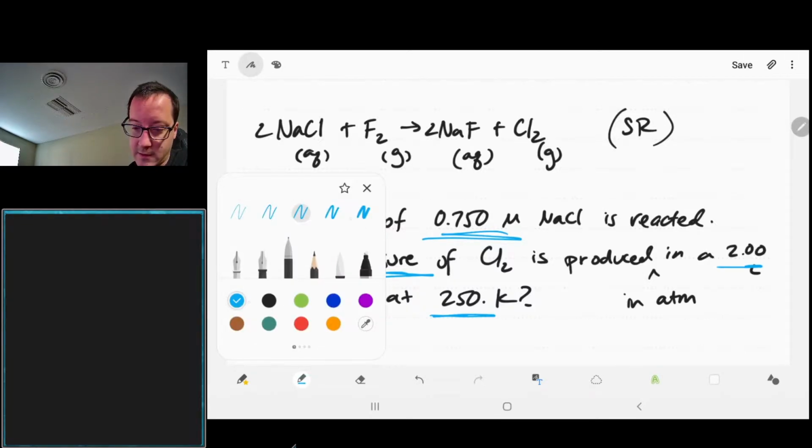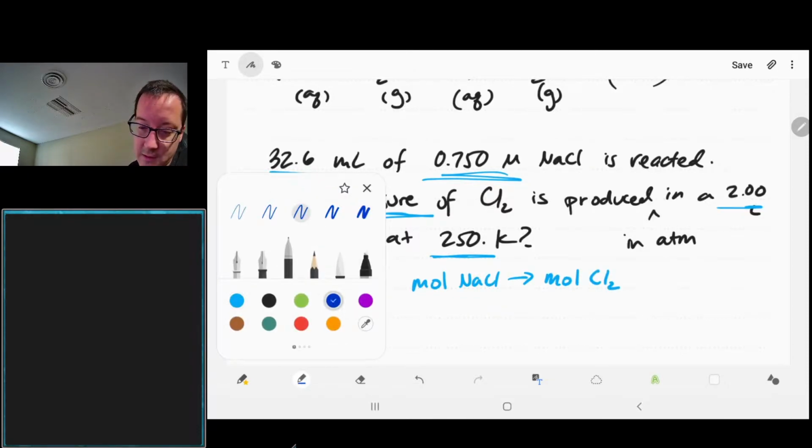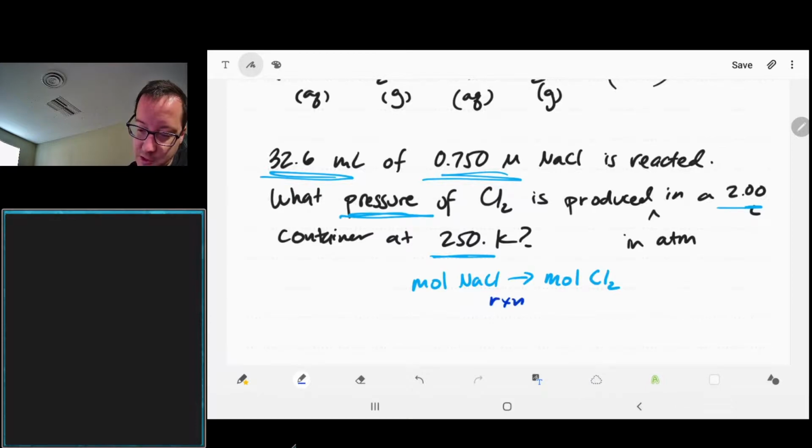As always, we want to do our plan. We know the moles of sodium chloride, or rather we can know them. That's the information we're given. We know that we need to go to moles of chlorine. Remember, this is our reaction coefficient that we're going to use there.